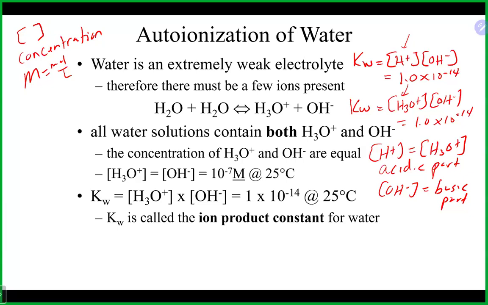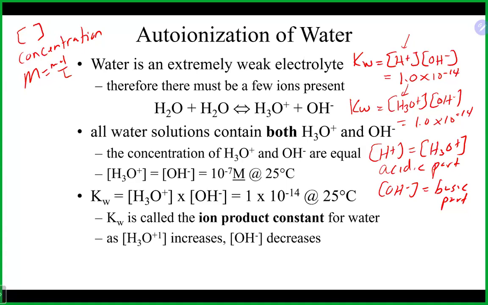What can we do with this? Well, what we could do with this relationship is if we know the concentration of the acid part of the solution, the H plus, or if we know the concentration of the basic part of the solution, the OH minus, we could actually calculate the concentration of the other and compare the two to help us determine whether or not we have an acidic solution, basic solution, or a neutral solution.